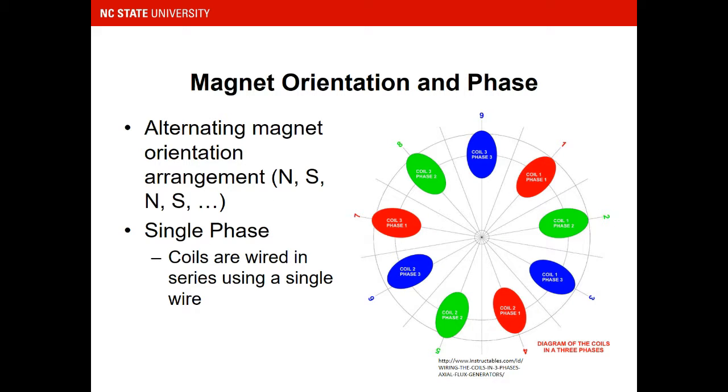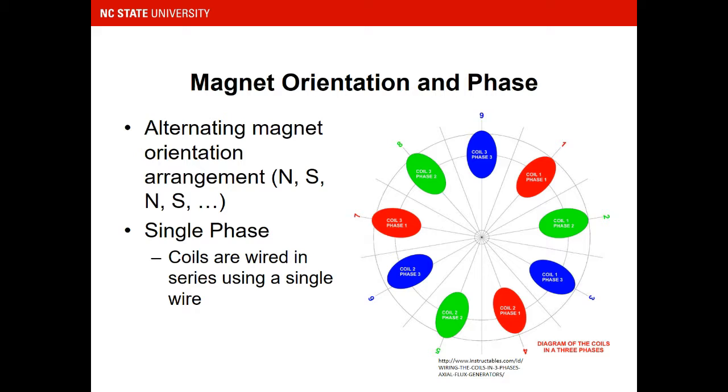Another important consideration is magnet orientation and phase. The series of magnets, as you move around the rotor, must alternate in orientation, meaning north-south, north-south, and so on. This is due to the interaction between a single coil and multiple rotor magnets. In essence, if two magnets in sequence have the same field orientation, they will produce opposing voltages.